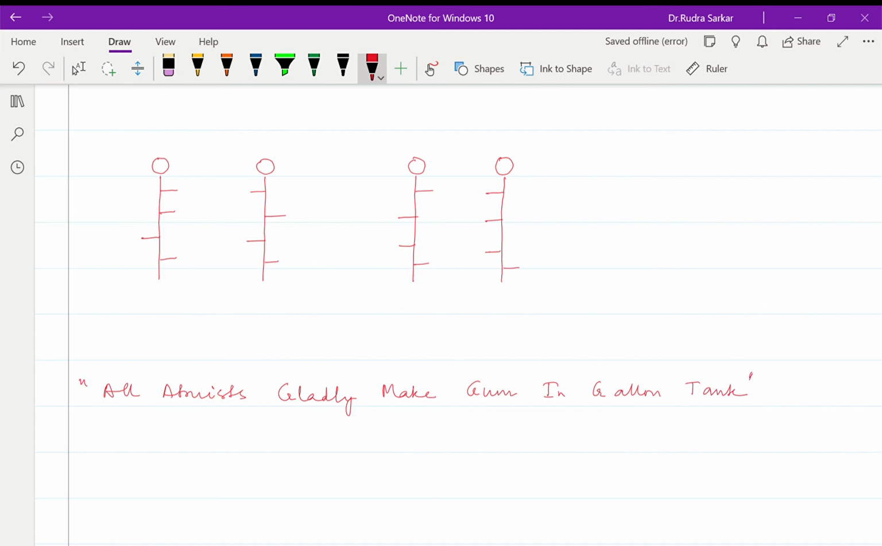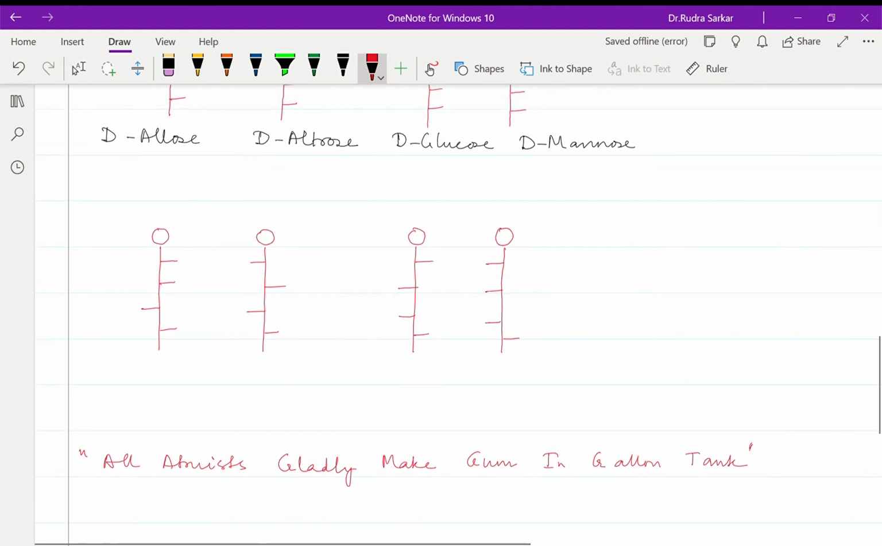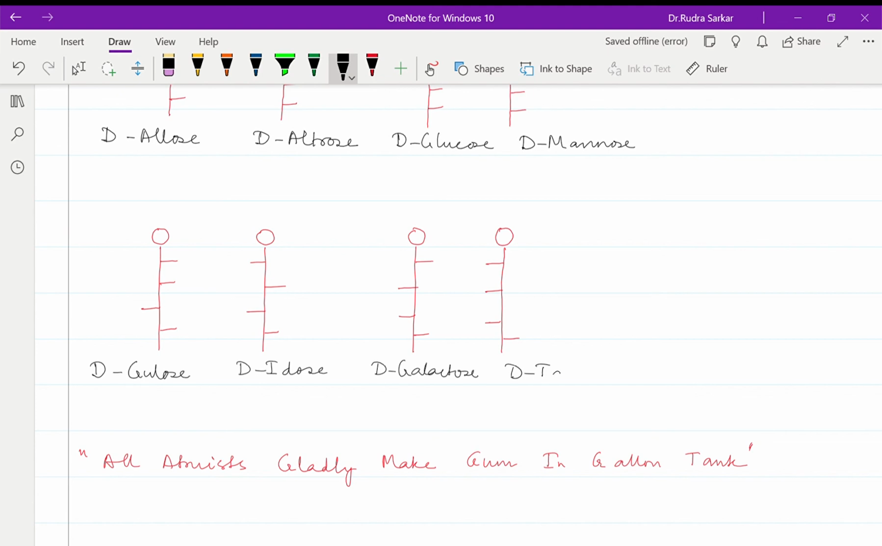So All stands for allose, altruist stands for altrose, gladly stands for glucose, make stands for mannose, gum stands for gulose, in stands for idose, gallon stands for galactose, tank stands for talose.